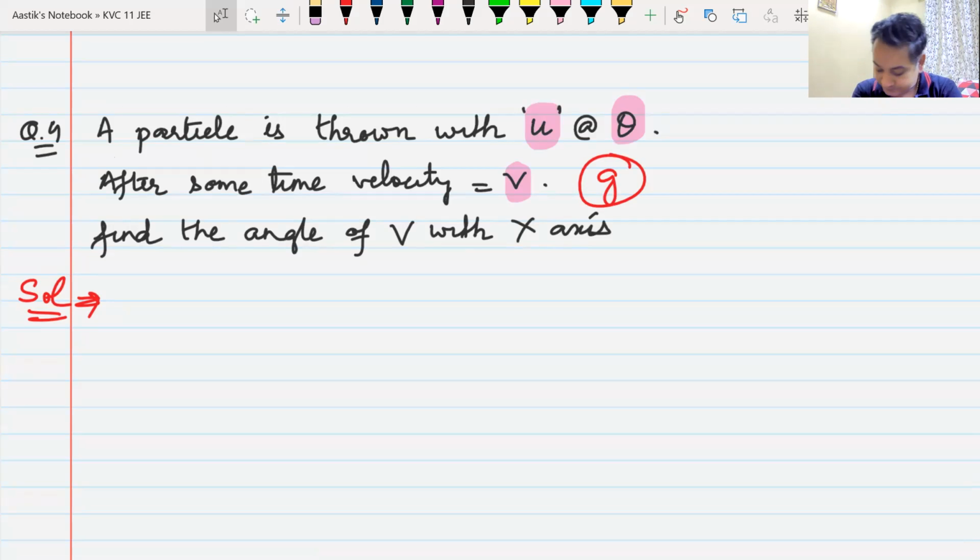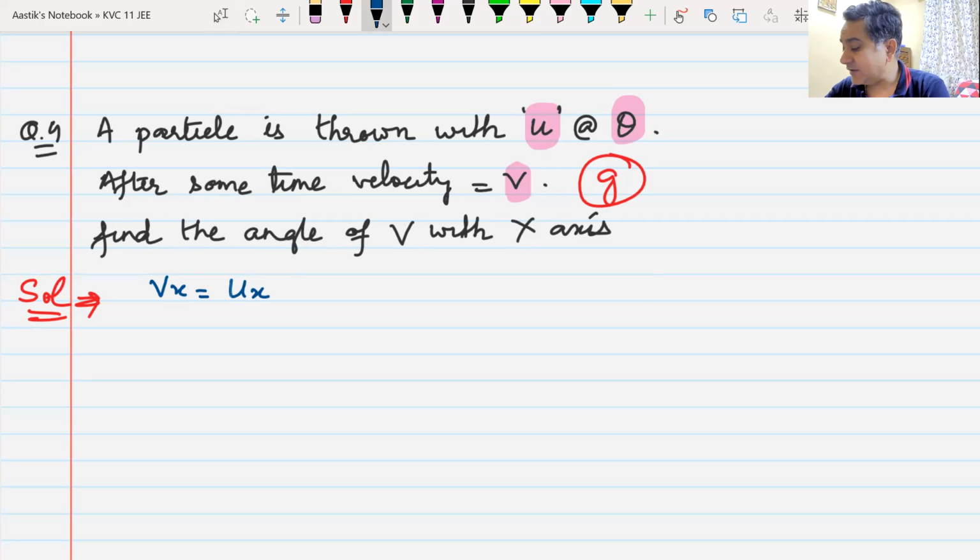Anyone could do this? Yes or no? So how are you supposed to do this? We know that the horizontal component of velocity always remains same. If Vx is the horizontal component at any time, that will be equal to Vx.